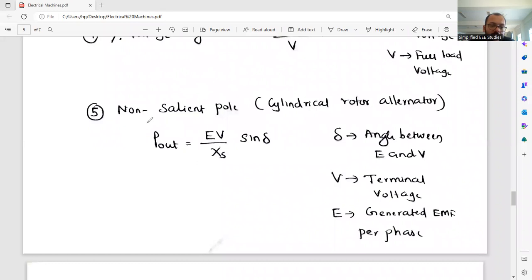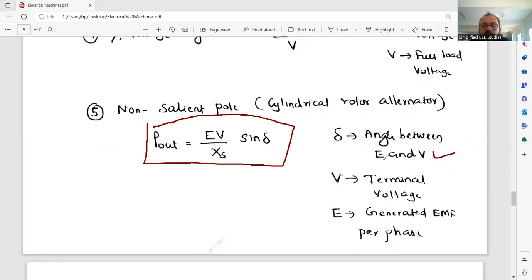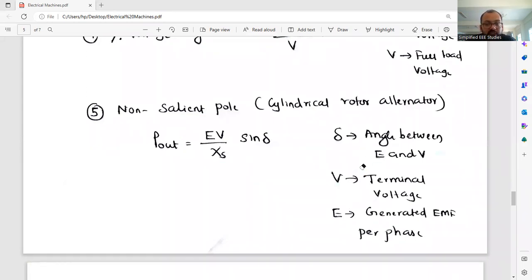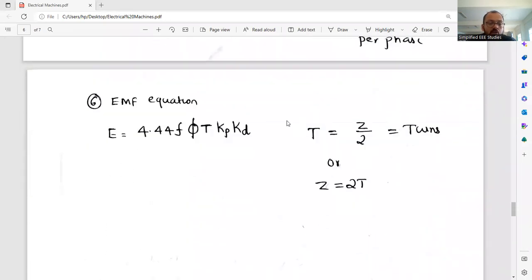Similarly, for a non-salient pole type machine, you can calculate the output power by using the formula EV by XS into sin delta, where delta is known as the angle between E and V. Okay, the sending and receiving end voltage. V is the terminal voltage, E is the generated EMF. You can write sending or receiving end voltage, not a problem. But remember that V is the terminal voltage, E is the generated EMF. So like that, you can write this equation. This equation is very important for power systems also. Similarly, the EMF equation of the alternator you can write: E is equal to 4.44 into F into phi into T into Kp into Kd. Kp, Kd we already discussed, the pitch factor and distribution factor.